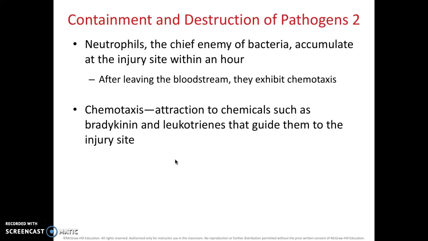Neutrophils, if you remember, are granulocytic leukocytes, and these are the main antibacterial cells within the body, so they can accumulate at the site of injury within an hour. After leaving the bloodstream, they exhibit chemotaxis. If you remember, chemotaxis is the ability to attract other chemicals that are generally pro-inflammatory, so that it is a positive feedback loop. These can be different chemicals such as bradykinin and the leukotrienes that guide other pro-inflammatory chemicals to that injury site.